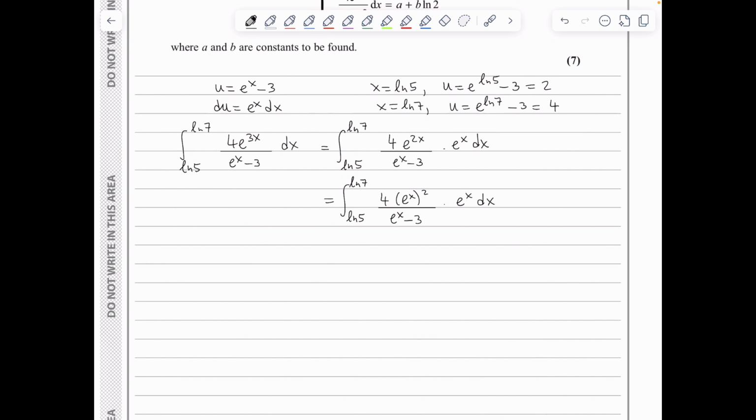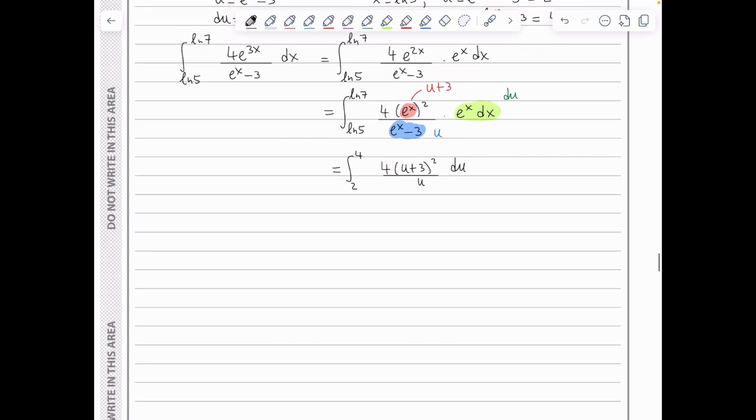So I'm now ready to proceed with the substitution, because we know that e to the x dx is simply the du term. Now in the place of e to the x, I will simply put a u plus 3, and in the place of e to the x minus 3, we're going to put a u, and we will also be substituting the new u limits. So it's the integral from 2 up to 4 of 4 u plus 3 squared times the du over u. So I will expand the u plus 3 squared.